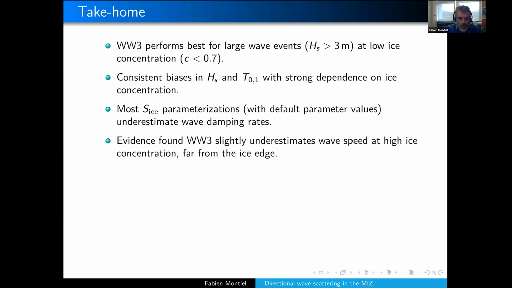Okay, so just to conclude, it seems like WAVEWATCH 3 performs best for larger wave events and at low ice concentration. That is consistent. And also we observe clear biases in both significant wave height and mean wave period, which depend strongly on ice concentration. So most of these SIS parameterizations, which we used with their default parameter values, underestimate wave damping rate or the attenuation coefficients. And also we found evidence that WAVEWATCH 3 slightly underestimates the wave speed, especially at high concentration or far from the ice edge.